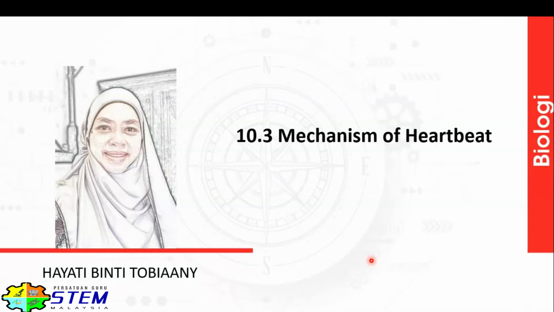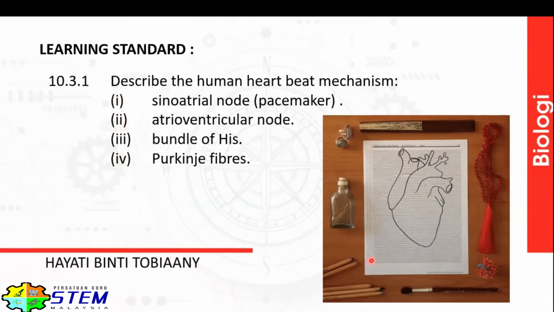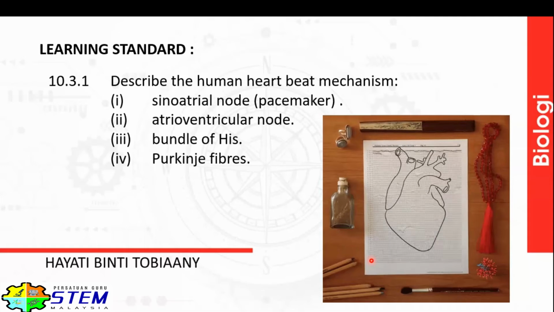So for today we are going to learn about the mechanism of the heartbeat. Learning standard: at the end of the lesson, you will be able to describe the human heartbeat mechanism that involves the sinoatrial node or pacemaker, atrioventricular node, bundle of His, and also Purkinje fibers.